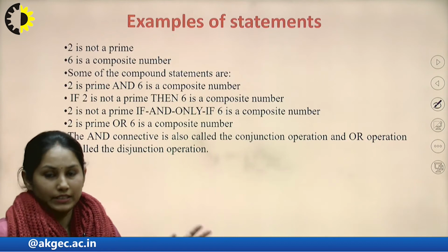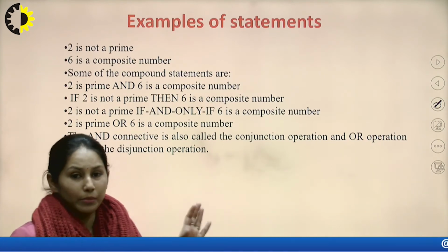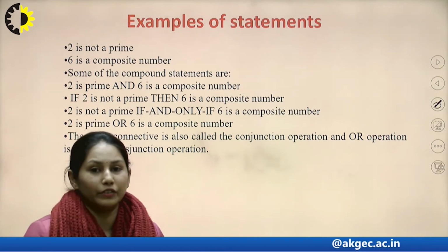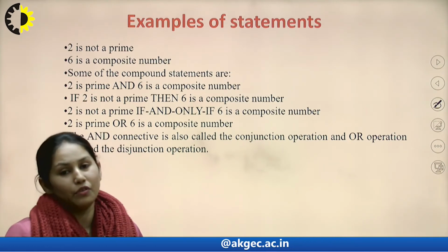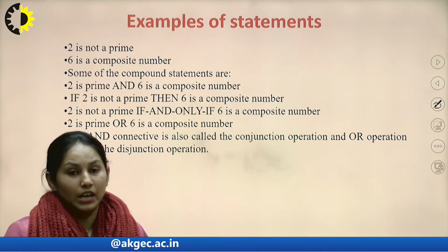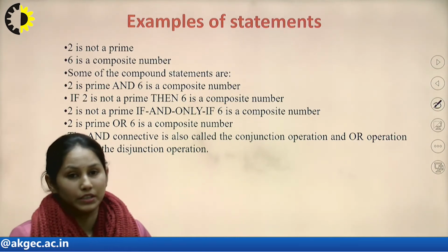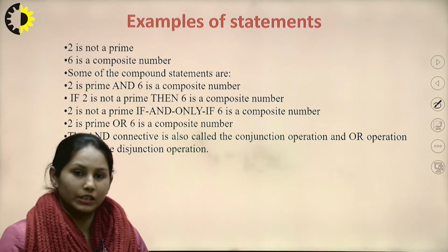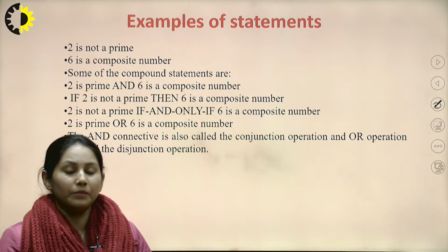So let's take some examples of statements so that the propositions become clear to you. The number one example is: 2 is not a prime number. This is a declarative statement, and this particular statement is either true or false. The next example is: 6 is a composite number. Again, this is a declarative statement. Either it could be true or false, but cannot be both. So these two are propositions.